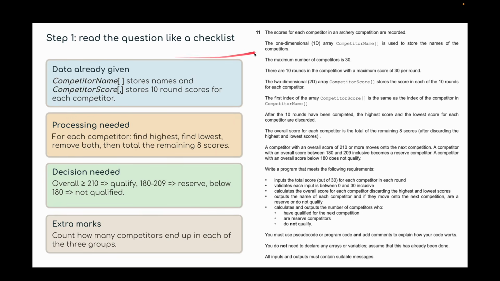So step 1, we're going to read the question like a checklist. We've got competitor name, which stores the names, and then we've got competitor scores. This is a 2D array, so I've separated it with a comma, and it stores 10 scores for each of the competitors. For each competitor, find the highest and lowest score, remove both and total the remaining 8 scores. Decisions needed, if statements basically, based on the overall score: qualified, reserve and non-qualified. Extra marks: count how many competitors end up in each of the 3 groups.